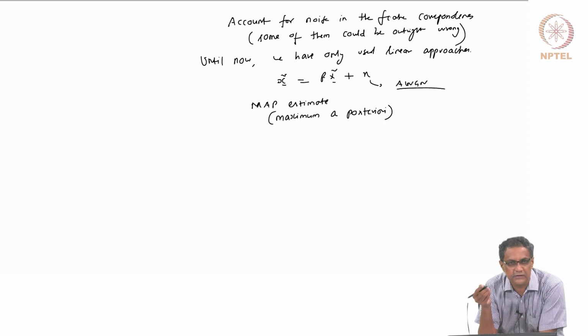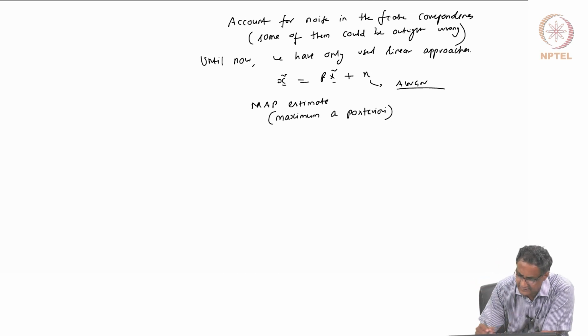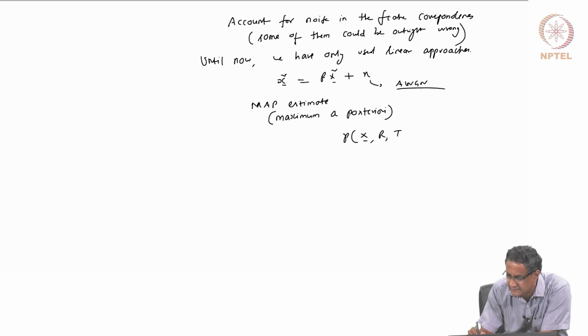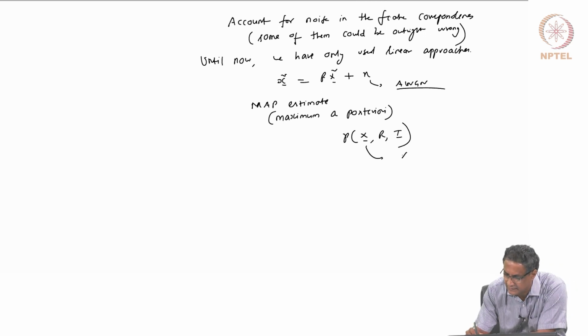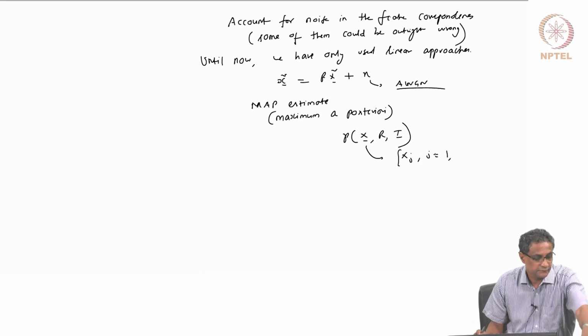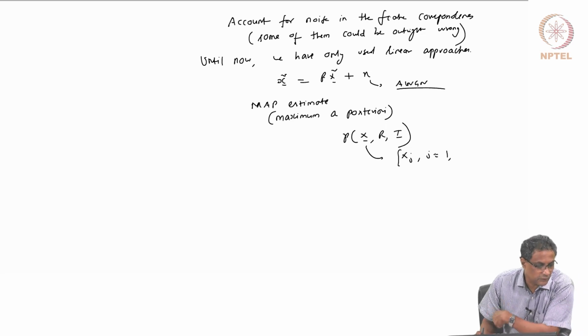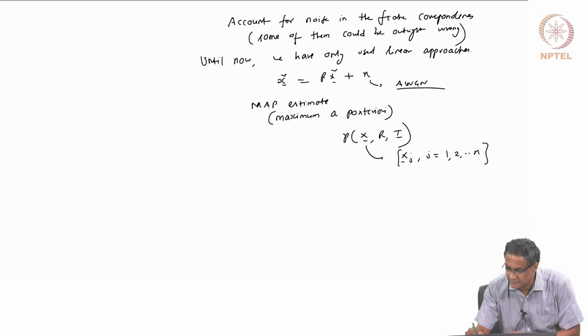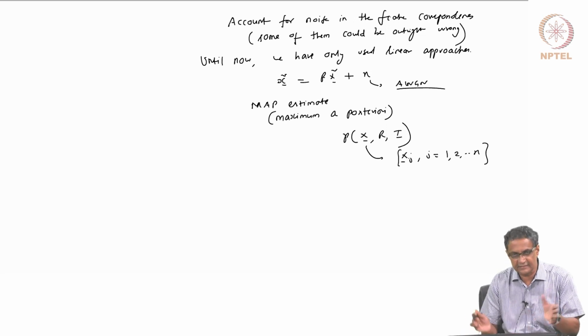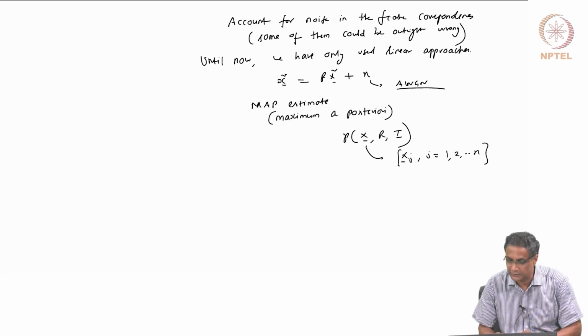So for example, what this means is that if you have some kind of prior knowledge about, let's say, x. Now I'm going to write this in a simple form. Suppose I say that x, R, and T are the only unknowns that I have. By x, I mean the set of scene points x_j, j equal to 1 to n. That means I have that many scene points. Each is a vector, by the way. So this x is actually a collection of scene points which I have to find out.